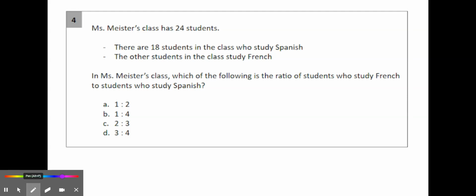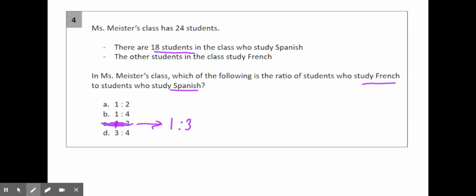Next, for number 4, once again, on 4 I made a mistake. This option C should say 1 to 3, not 2 to 3. So Ms. Meister's class has 24 students. There are 18 students in the class who study Spanish, and the other students study French. In Ms. Meister's class, which of the following is the ratio of students who study French to the students who study Spanish? So we want to know French to Spanish.